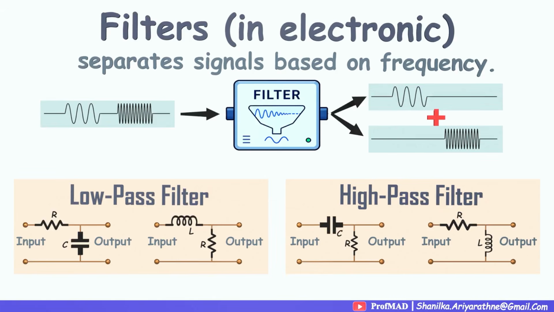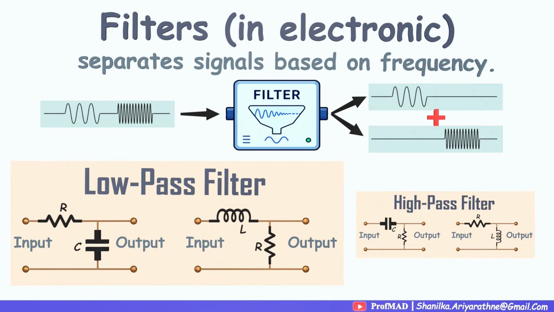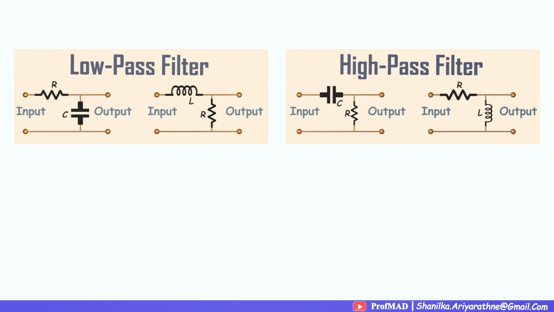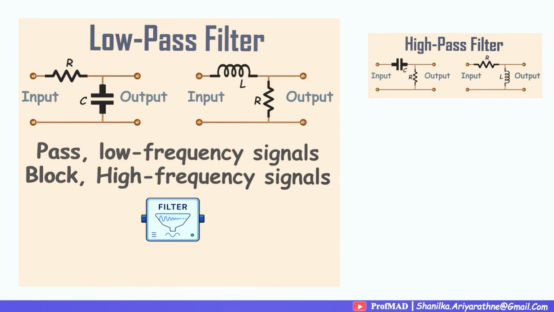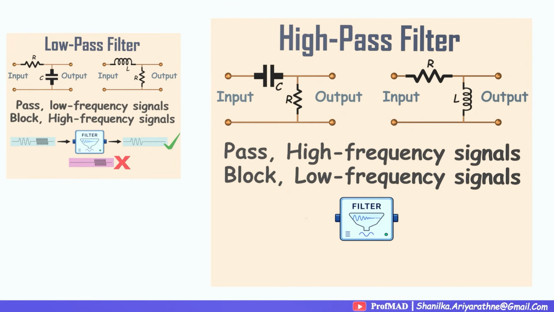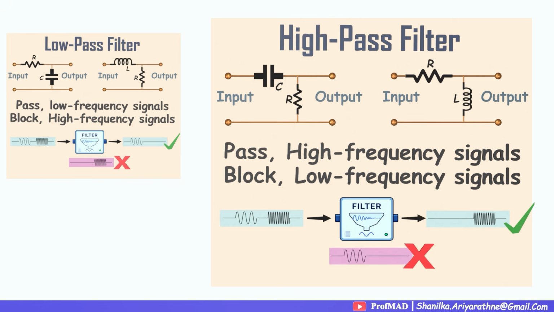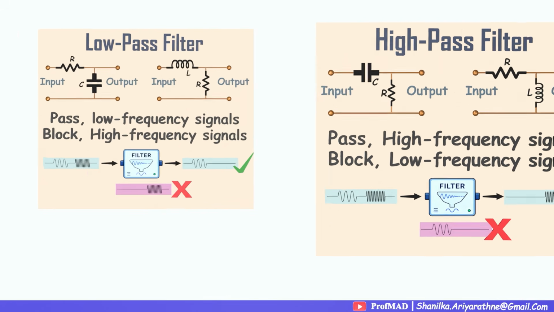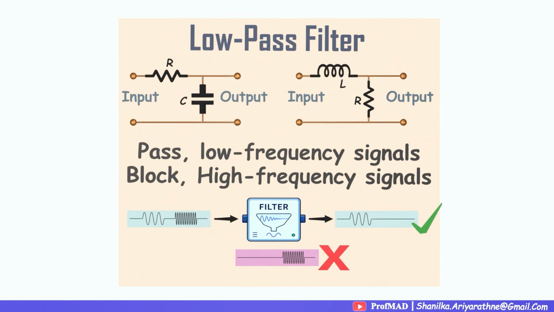In electronics, there are several types of filters. The most common are low-pass filters and high-pass filters. If we only want low-frequency signals, we need a circuit that allows low frequencies to pass through while reducing high frequencies. A circuit that does this is called a low-pass filter. And if we only want high-frequency signals, we need a circuit that does the opposite, allowing high frequencies to pass through while reducing low frequencies. That type of circuit is called a high-pass filter. And in this video, we're going to focus on low-pass filters.